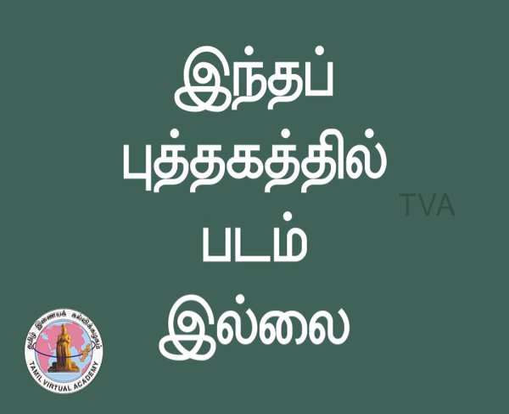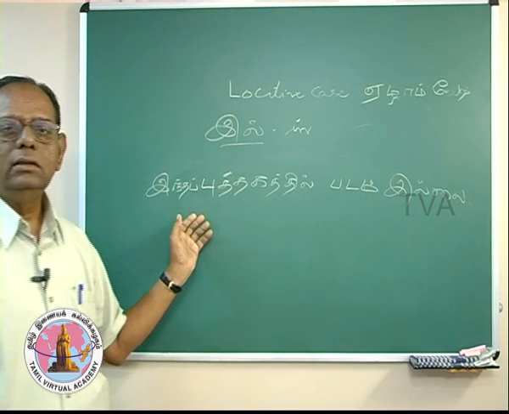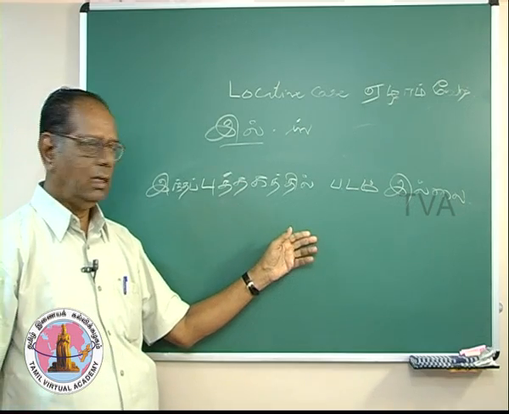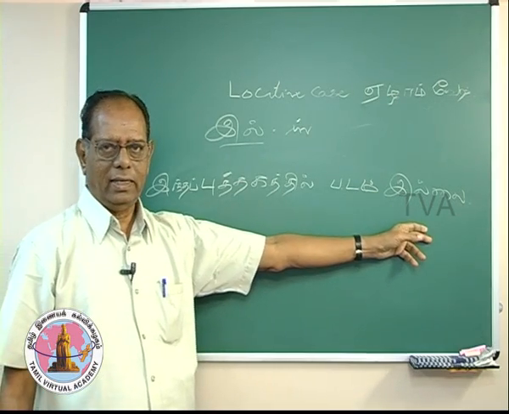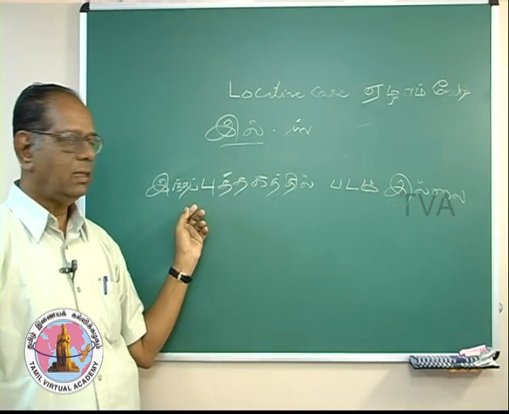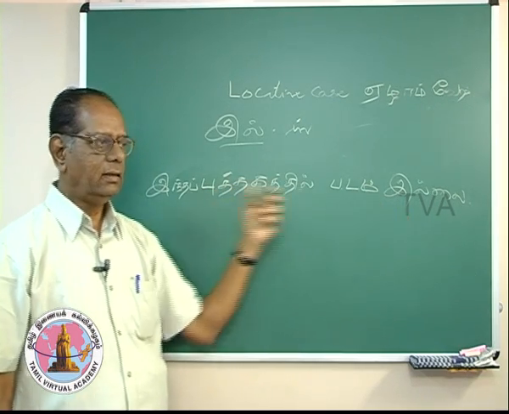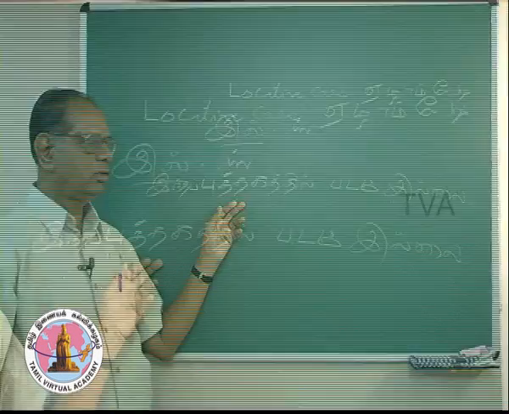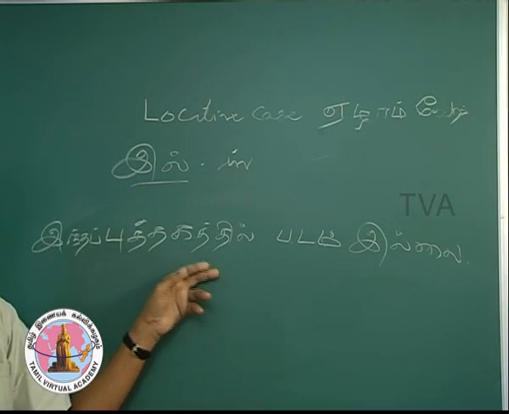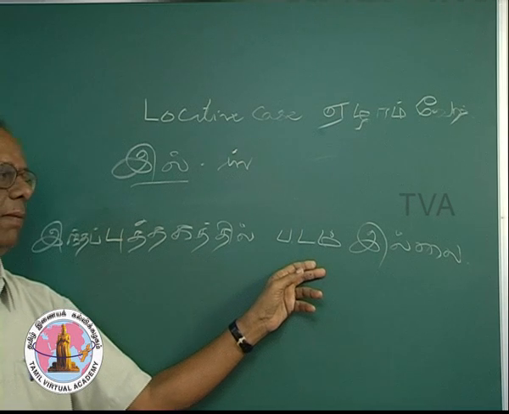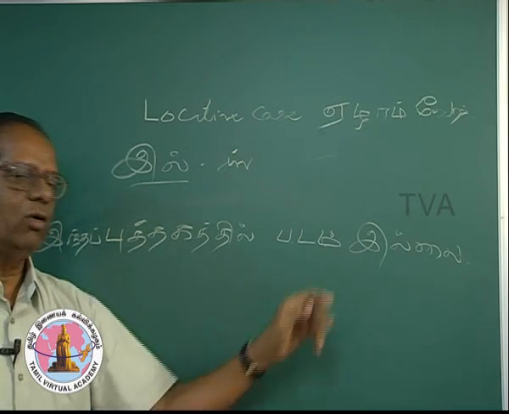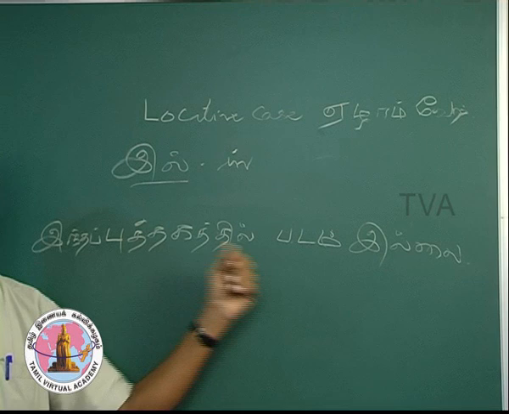இந்த புத்தகத்தில் படம் இல்லை. இந்த, this; புத்தகம், book. புத்தகத்தில், in the book. படம், picture. இல்லை, no. There is no picture in this book.